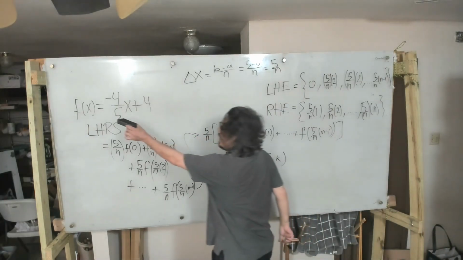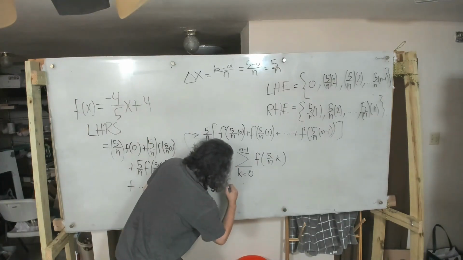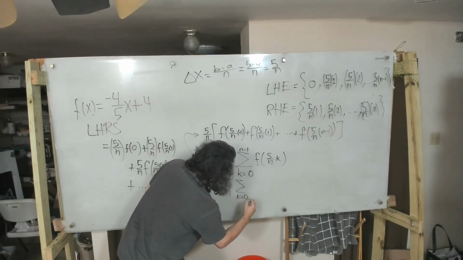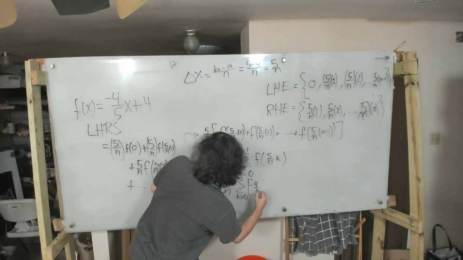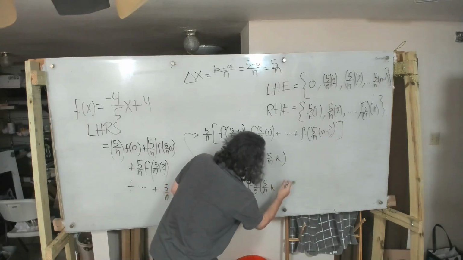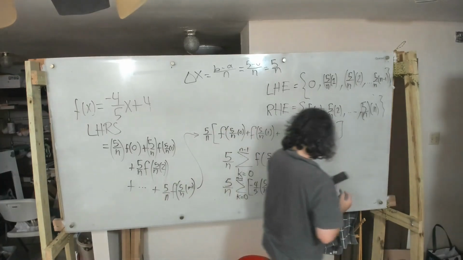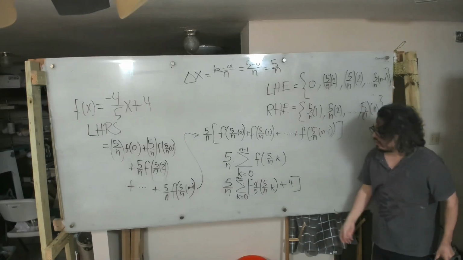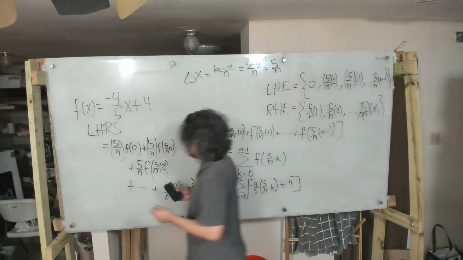What is the f of x? F of x is negative 4/5 x plus 4. So this is 5 over n times the summation k equals 0 to n minus 1 of negative 4 over 5, 5 over n times k plus 4. Okay? So this is now getting to the point where I can actually evaluate it. So I'm going to copy this over here so we can actually do the evaluation.